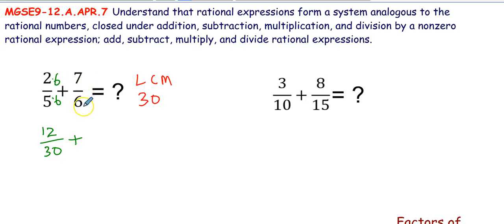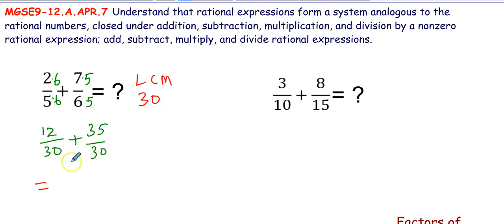Now this 7 over 6 will change to what? 6 I have to multiply by 5, so that 6 times 5 becomes 30. Because I multiplied the denominator 6 by 5, do the same to this 7, right? So 7 times 5 gives you 35 over 6 times 5 is 30, right? Now we have the same denominator.